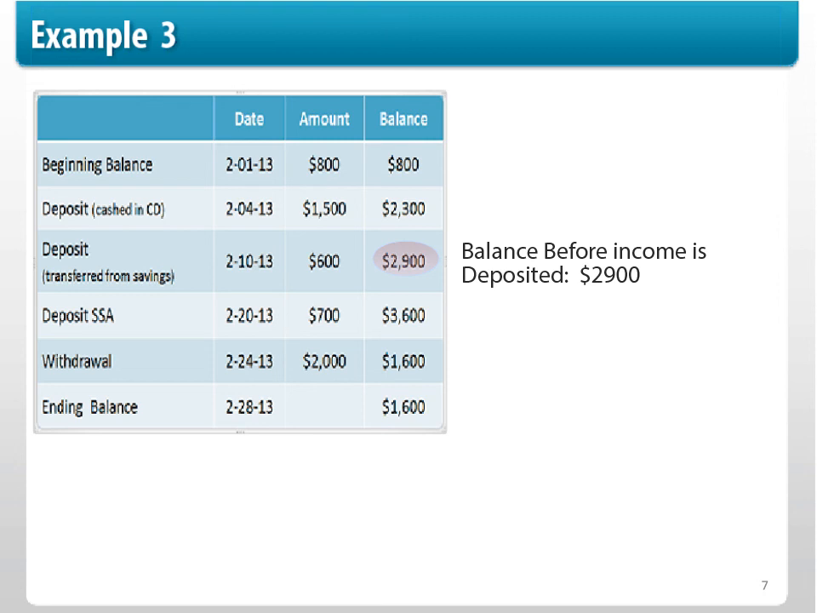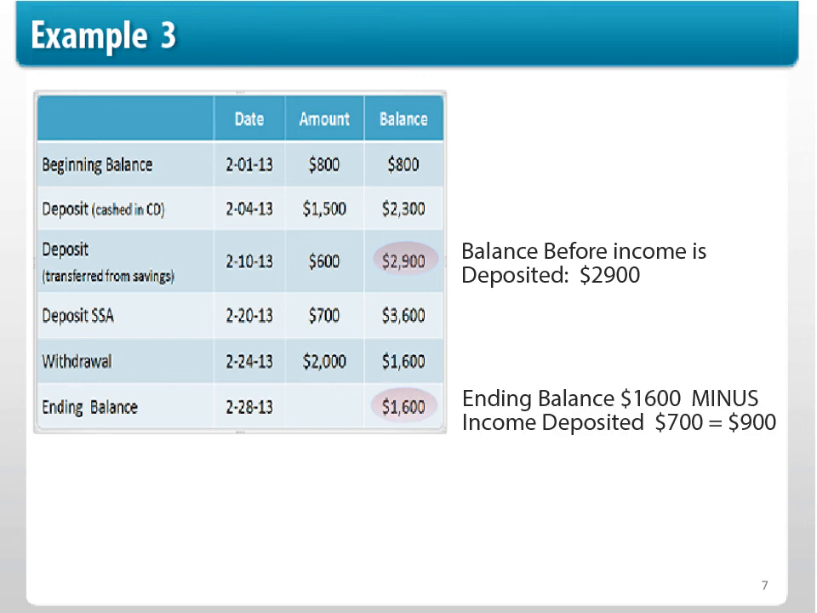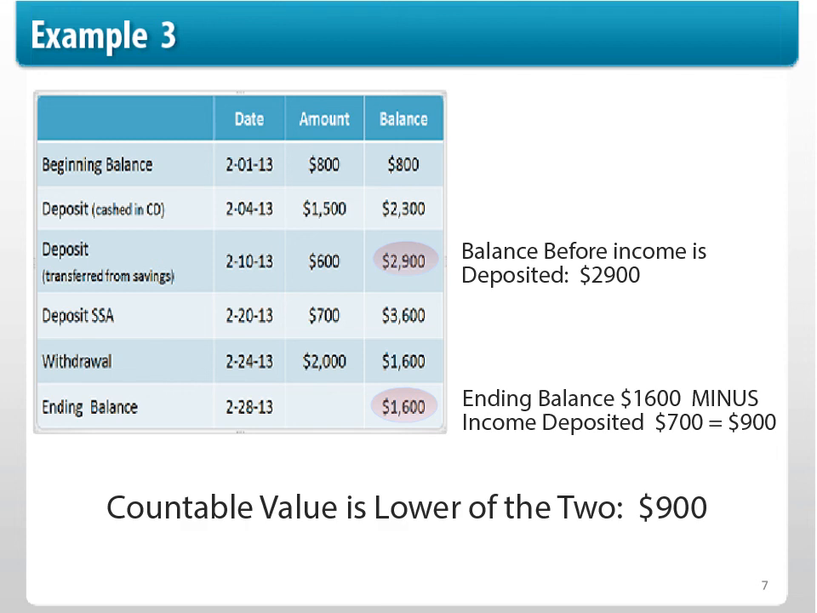Next, we need to know what is the ending balance minus the income that was deposited. The ending balance is $1,600. The amount deposited for income was $700. So $1,600 minus the income deposited of $700 equals $900. So our balance before income is deposited is $2,900, and our ending balance minus the income deposited is $900. The countable value is the lower of the two amounts, so in this example, the countable balance is $900.